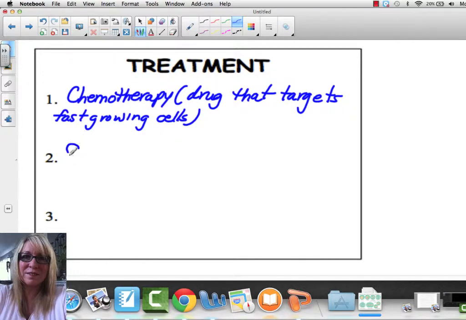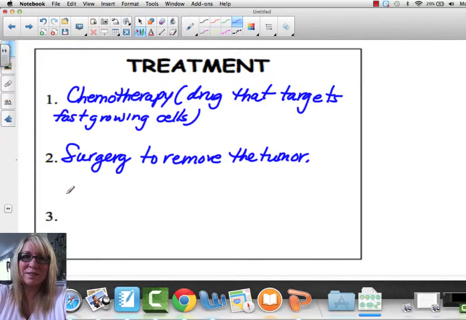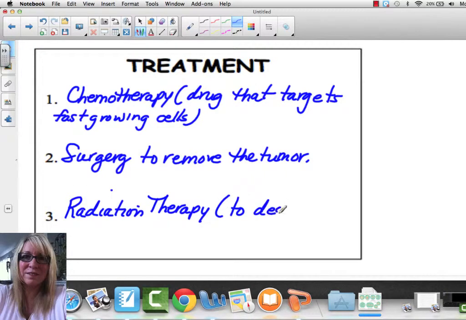And then there is surgery to remove the tumor. And even if they remove all of the tumor, you still have to go back for visits. Sometimes at first it's monthly, then it might move to every 3 months, every 6 months. And then there is radiation therapy, and that is to destroy cancer cells.